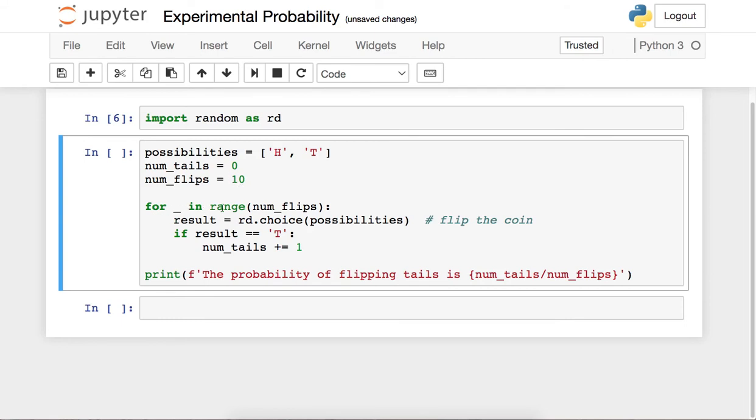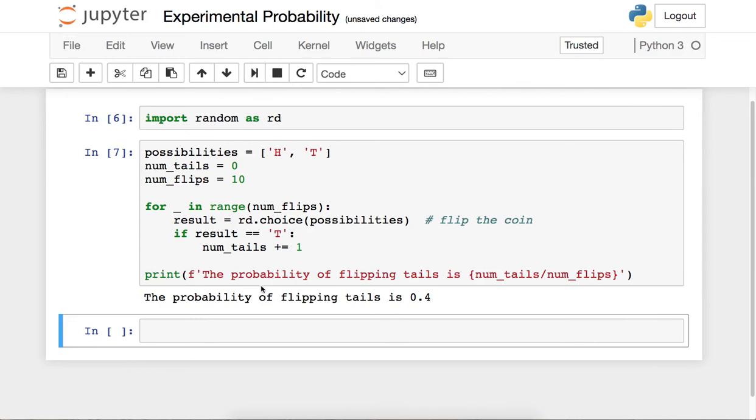So for underscore in range, number of flips, this is going to run this experiment and essentially flip the coin 10 times. We're going to take a random value from this list of possibilities. So that's essentially the computer's way of flipping the coin. It's going to randomly pick one of these two values. If the result comes up tails, then we're going to add 1 to the number of tails that we had. So if we go ahead and run this, we see that the probability of flipping tails is 0.4.